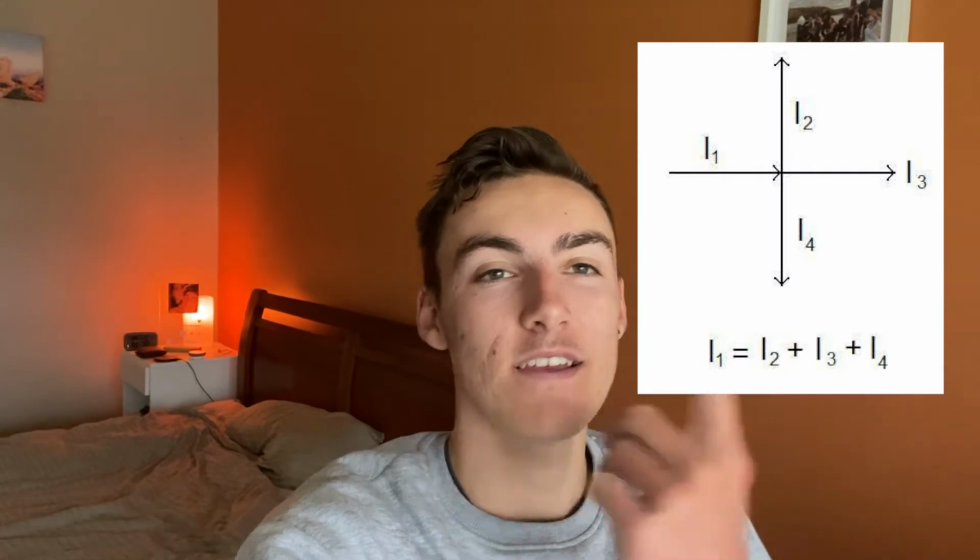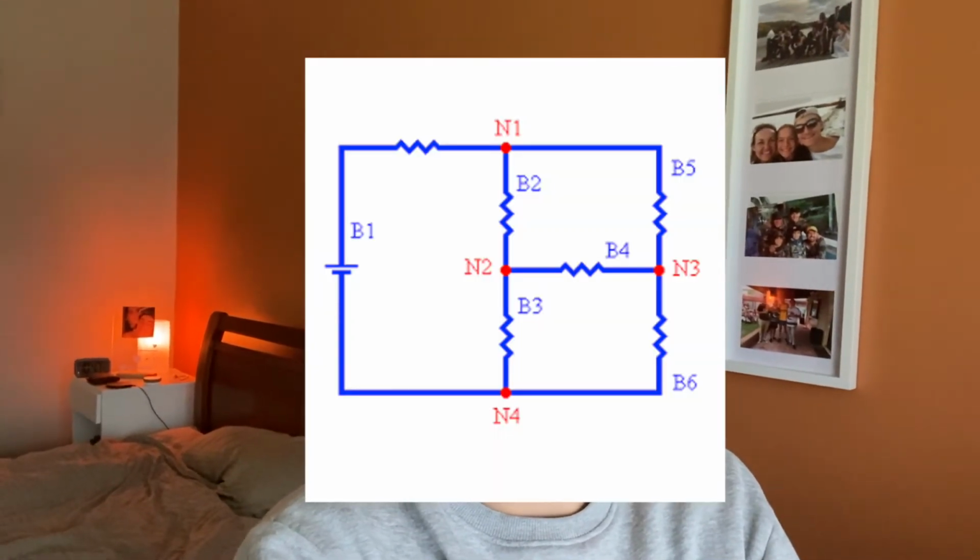seen here and here. Now you might be thinking, well Ben, isn't that just a node? Not quite. A node is where two elements or more meet, but in Kirchhoff's current law examples, we mainly look at three or more circuit paths meeting, so in some cases, these two terms could be interchangeable.